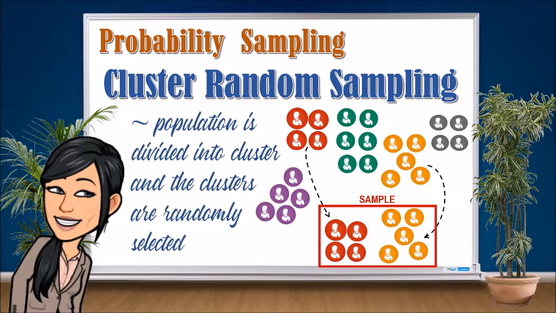The third under probability sampling is cluster random sampling. Our entire population is divided into clusters or sections, and then the clusters are randomly selected. All the elements of the cluster are used for sampling. Clusters are identified using details such as age, sex, location, and others.